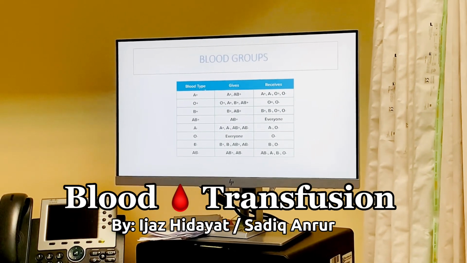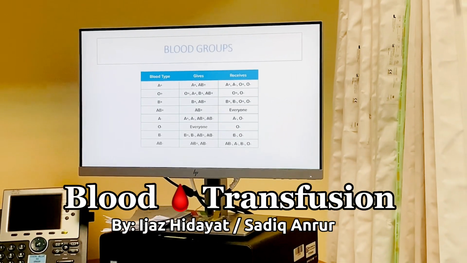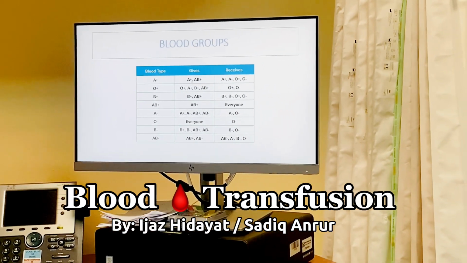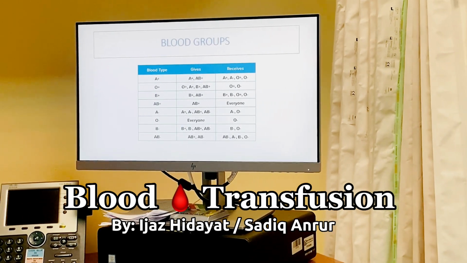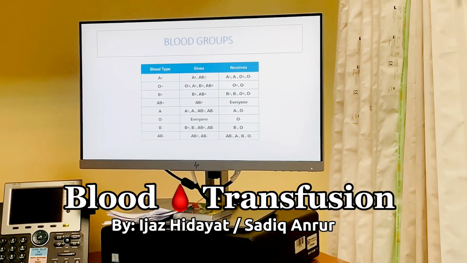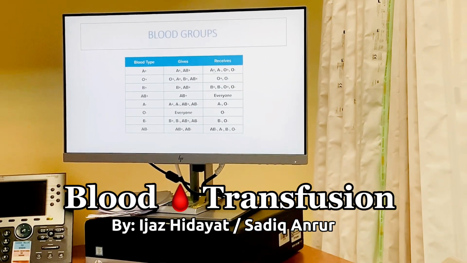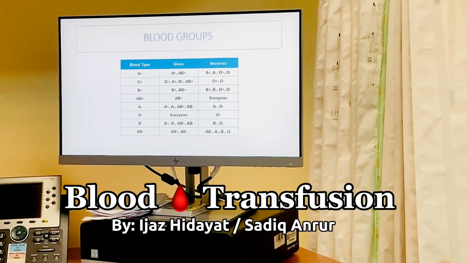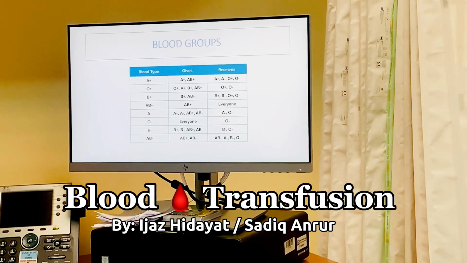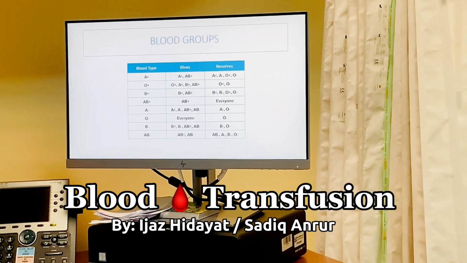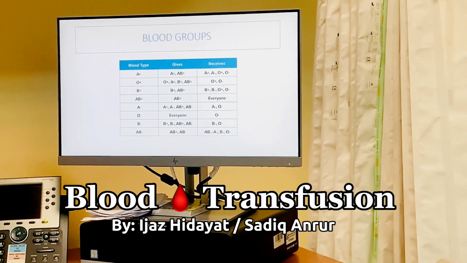Now, for example, we have A positive blood. The donor can be A positive and AB positive. Who can receive A positive blood? A positive, A negative, O positive, O negative. Similarly for O positive, the givers can be O positive, AB positive, B positive, but the receivers are only O positive and O negative.